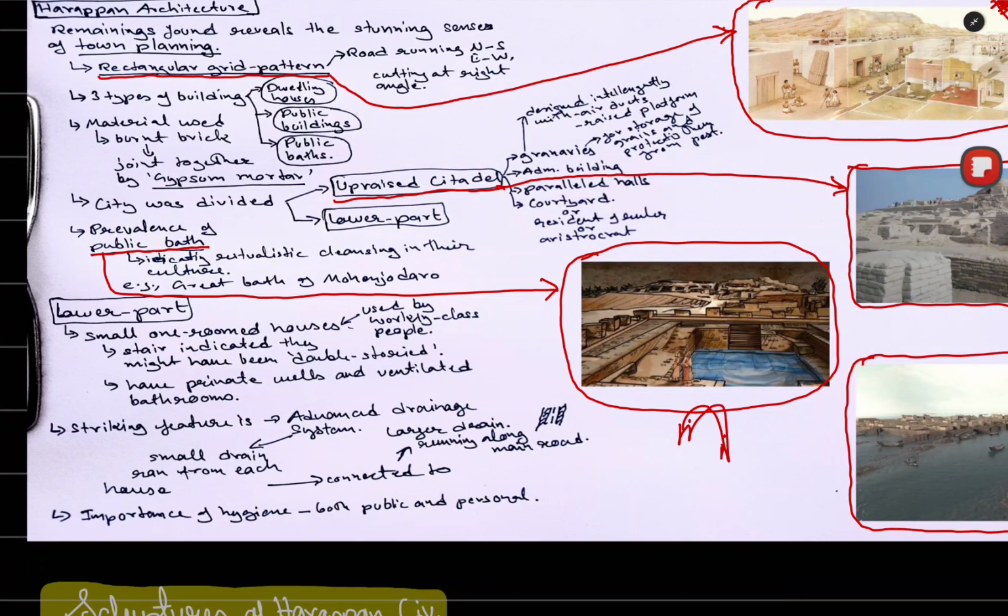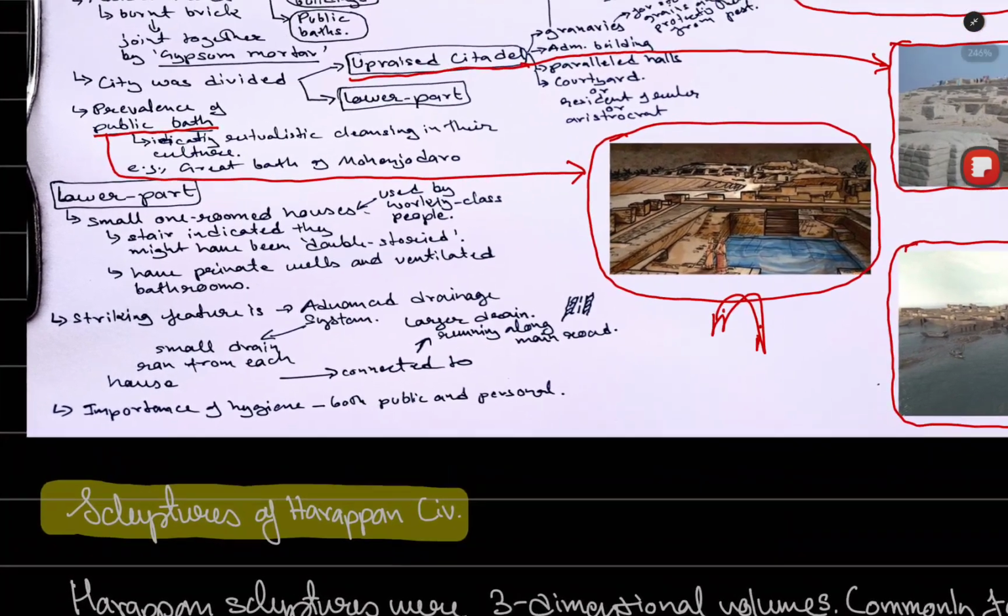The prevalence of the public bath, as you can see even in this schematic diagram here, indicates a ritualistic cleaning in the culture. An example is the Great Bath of Mohenjo-daro, which was found at the excavation site. All right. So how about the lower part now?